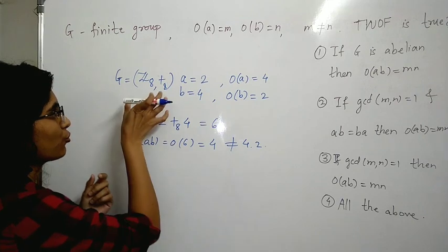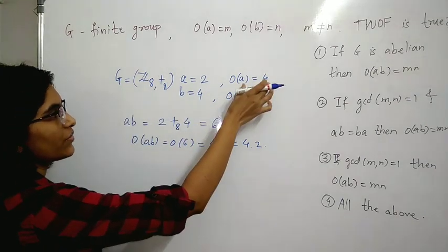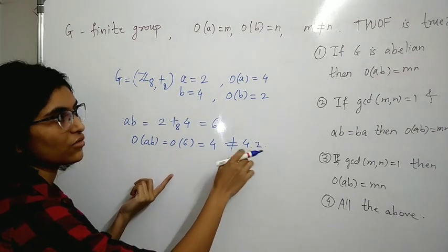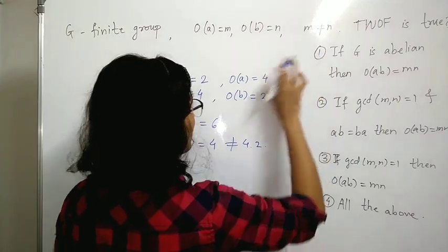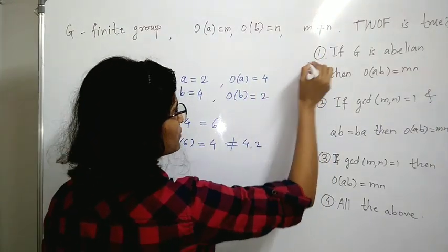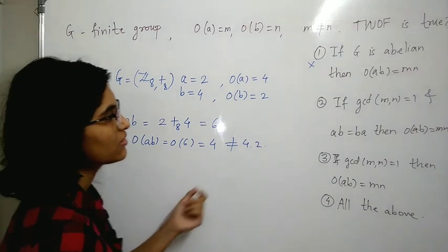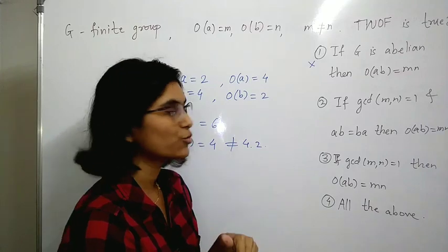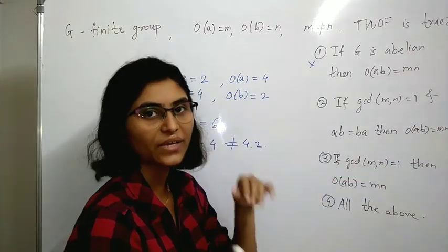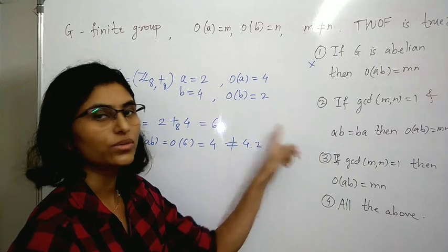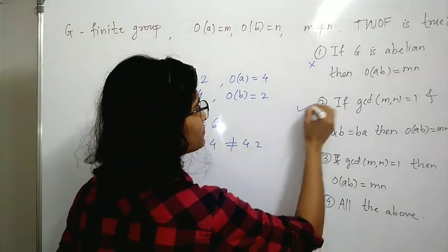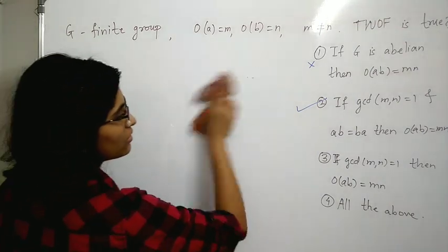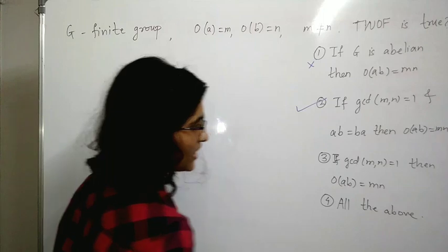So we have a group G as Z8 with order of A is 4, order of B is 2, but order of AB is not equal to order of A times order of B. So this is a counterexample for the first option, so this is not true. Now look at the second option. If GCD of M and N is 1 and AB is equal to BA, then order of AB is M times N, which is true. We can prove this. So this is just a result. The third option says if we take GCD as 1, then order of AB is M times N.